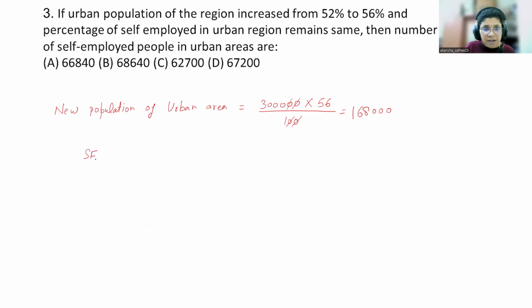So self-employed in urban is total population now is this much, right? Into 40 upon 100. These 20 will get cancelled with this 20. This we have to do. Let me do it. So 1680 into 40 is equal to 64,000. Oh, that option is not given here. It is coming out to be 64,000. So there is some problem in the given options.